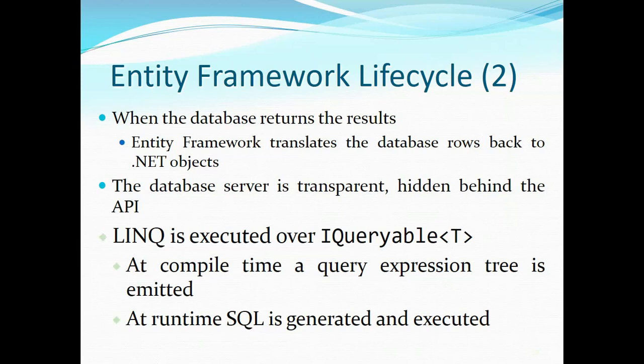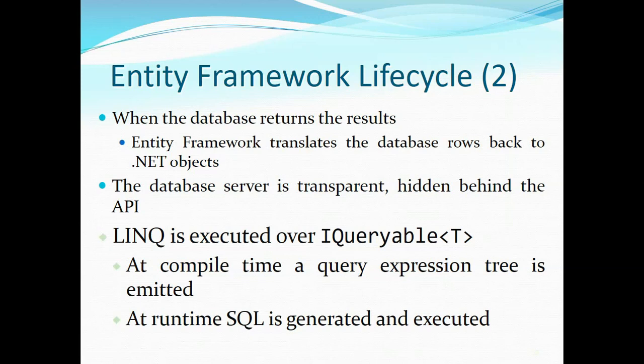Just think that if I have one row in a table, it should be equal to one instance of a class. What is an instance of a class? In other words, we can call that an object. So please remember, if I retrieve 10 rows from the database table, what am I getting back? I'm getting back 10 .NET objects. I hope you follow, right? So the database server is transparent and hidden behind the API. We are not touching the database server directly, but rather we are using Entity Framework to do that for us.